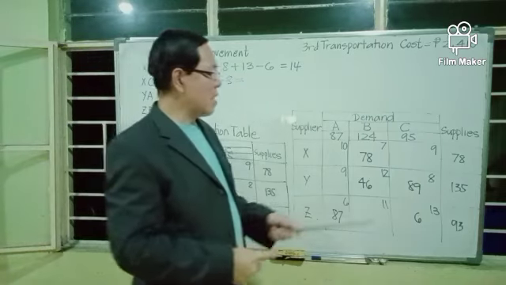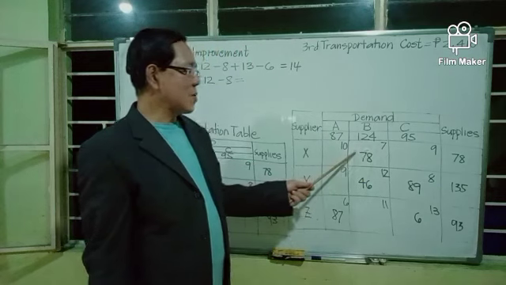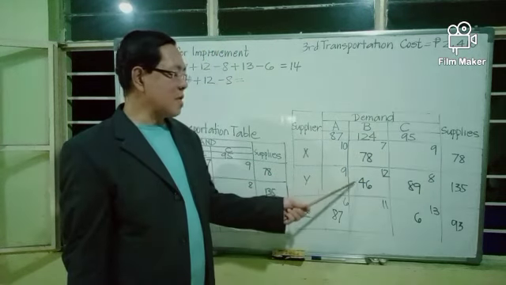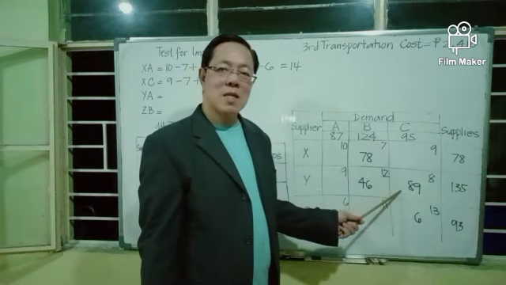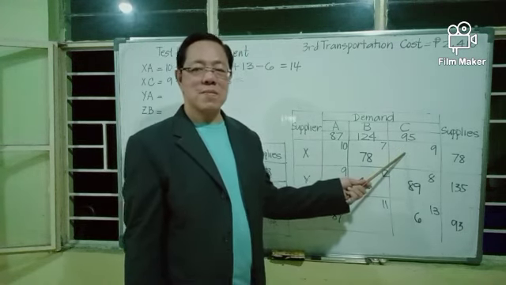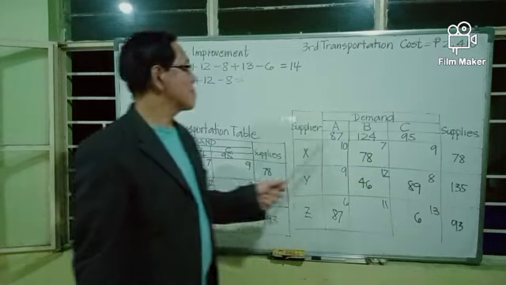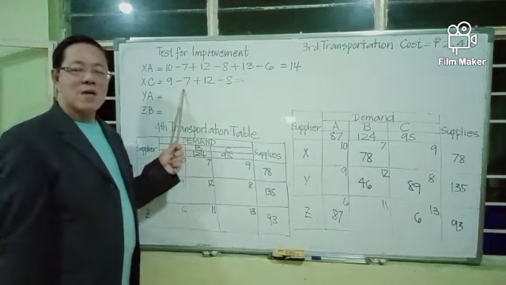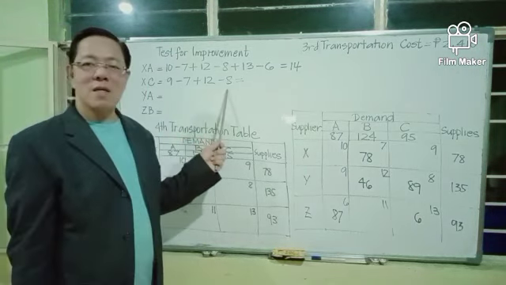Again, the closed path for the vacant cell XC is horizontal to the left, vertical downward to 46, horizontal to the right to 89, and vertical upward back to the vacant cell XC. We compute the net cell cost for this vacant cell. We have 9 minus 7 is 2, plus 12 is 14, minus 8 is 6.